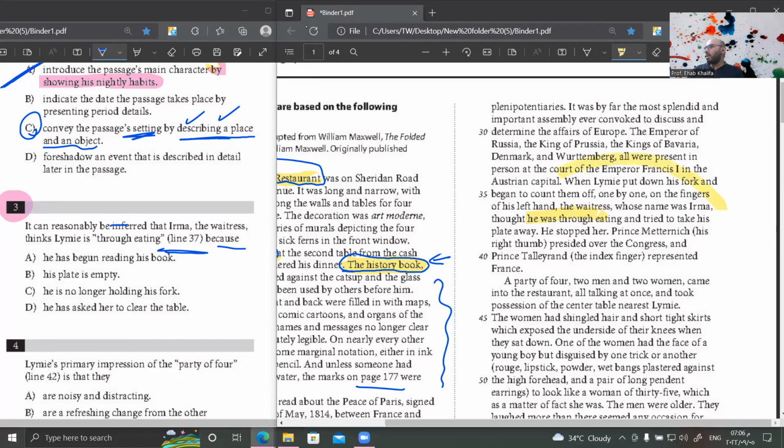Read the surrounding lines, at least from the beginning of the sentence. Read from the word when to the word her, and you will find the correct answer. Go ahead. If you figure out the answer, just send it in the chat box, waiting for you.